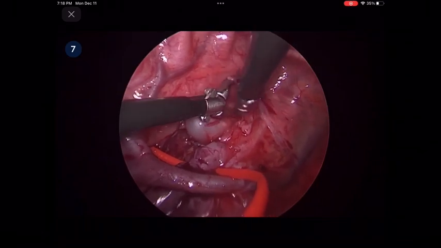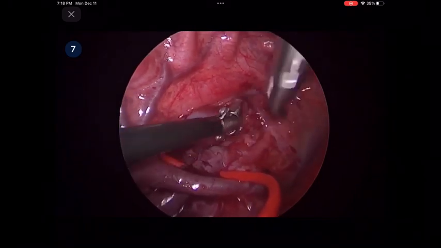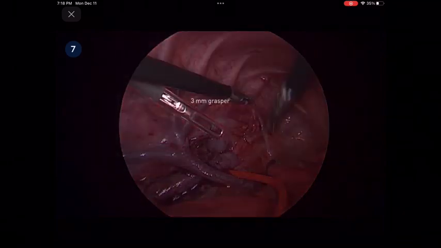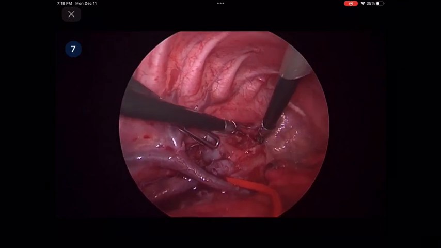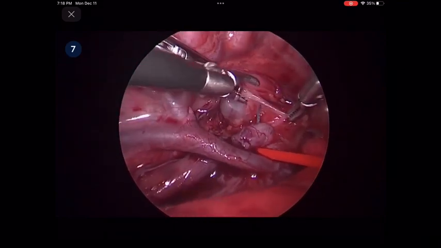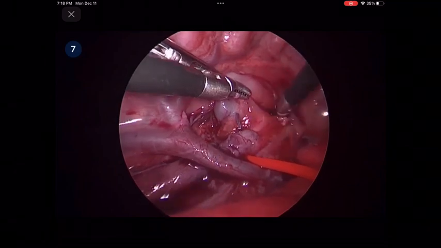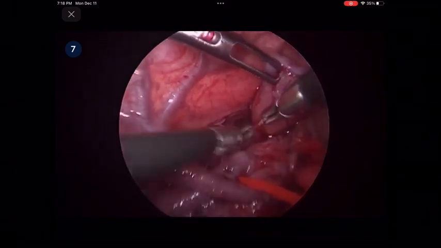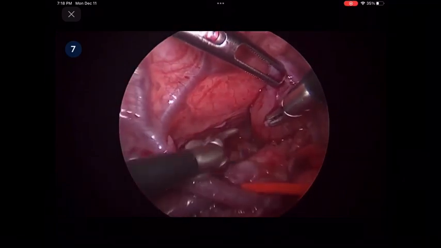Bluntly dissect the proximal esophagus circumferentially, progressing in a caudal to cranial direction. Here, an additional 3 mm non-traumatic grasper is used to pull the blind end of the esophageal pouch caudal. Carefully dissect between the common wall of the proximal esophagus and the trachea to mobilize the proximal limb of the planned anastomosis.